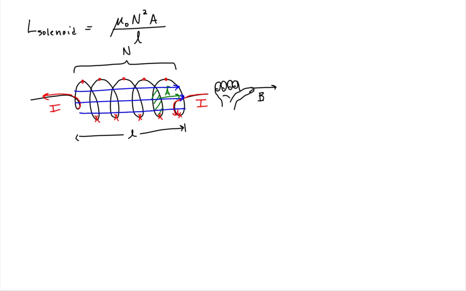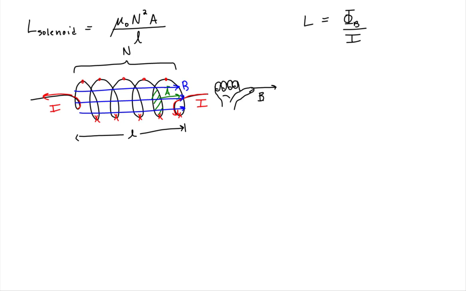And since the magnetic field is going to the right along the central axis of the solenoid, this solenoid has a magnetic flux. Now remember, we defined inductance to be equal to the ratio of magnetic flux to the current through the inductor.